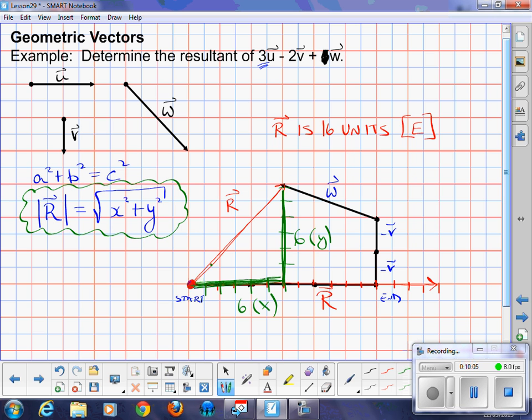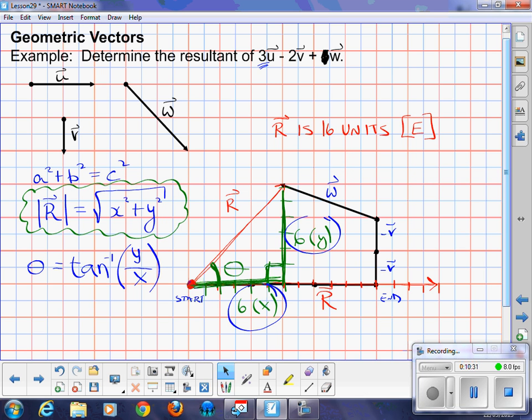How do you calculate the angle? The nice thing with this method is that it always forms a right angle triangle. It will always form a right angle triangle for us. So if that's the case, to calculate the angle, theta will equal, you're going to have your opposite side and your adjacent. It's always going to be tan inverse of the y value over the x value. So those two formulas will calculate if you need to draw the picture out on a grid.